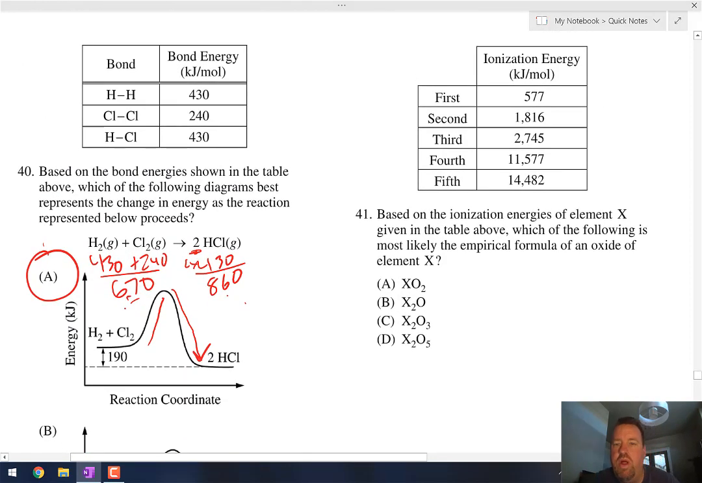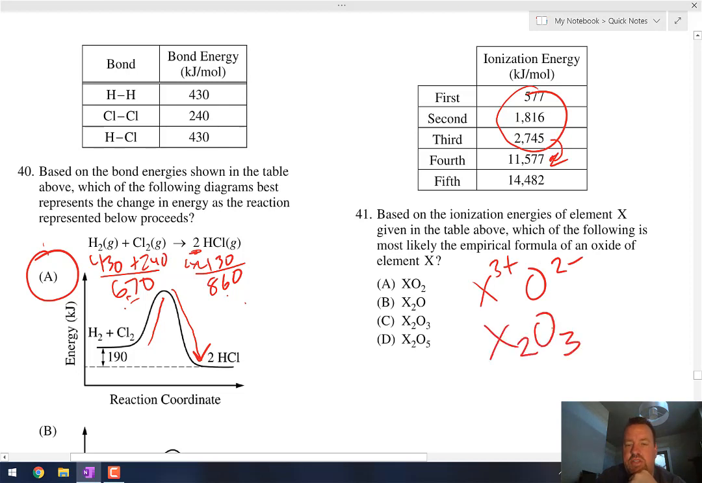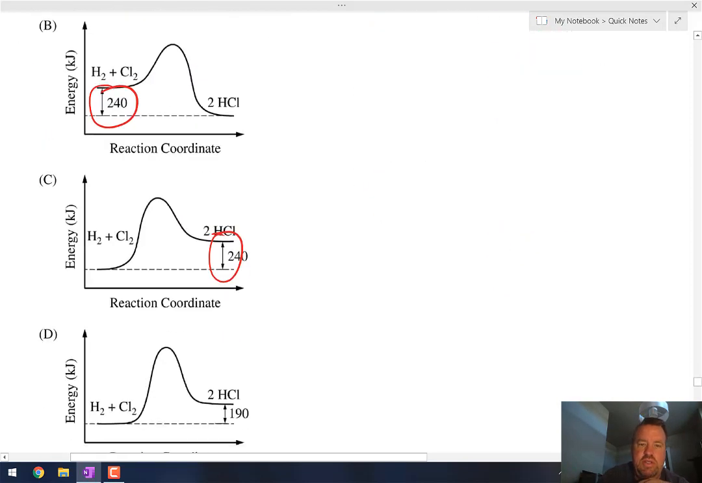Okay, question number 41. Based on the ionization energies of element X, given the table above, which of the following is most likely the empirical formula of an oxide of element X? So really what we're trying to figure out here is where's the big jump. Clearly it happens between the third and the fourth ionization. So that means this element does have 3 valence electrons, which it's going to lose. So that's going to be X 3 plus and O 2 minus. So when you form a compound with that, you're going to switch those, which becomes X2O3, which means the correct answer is C.